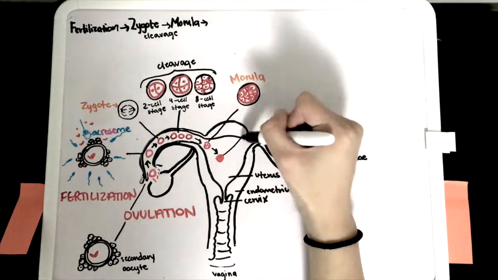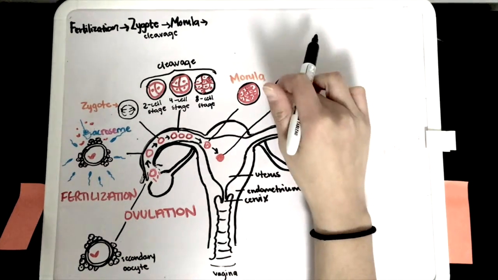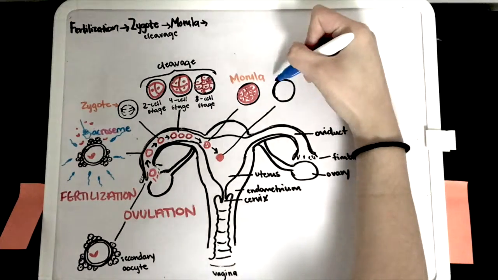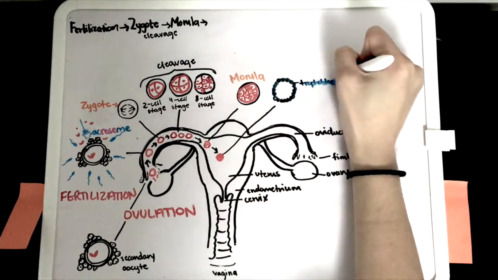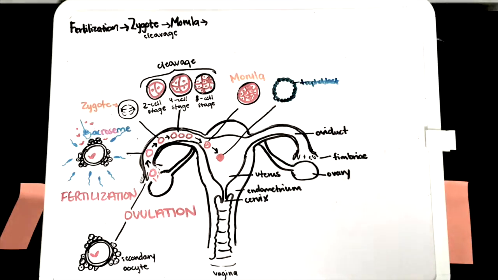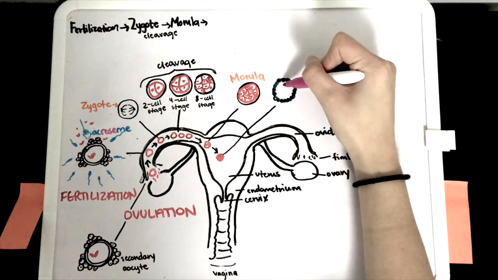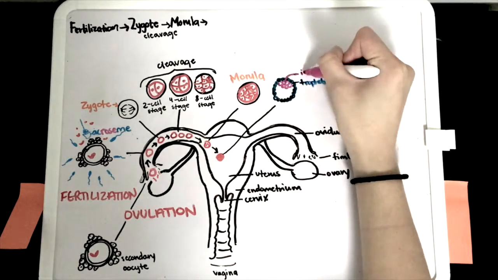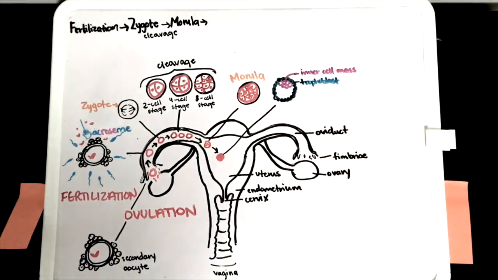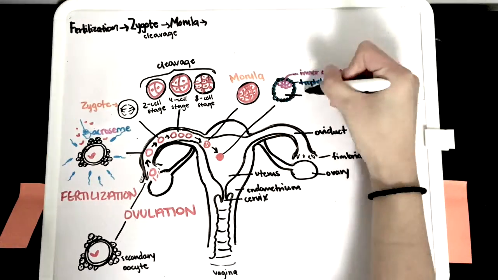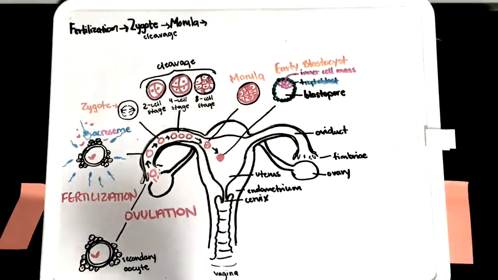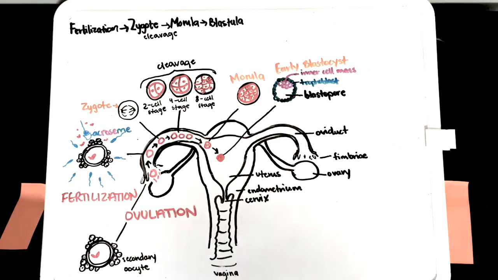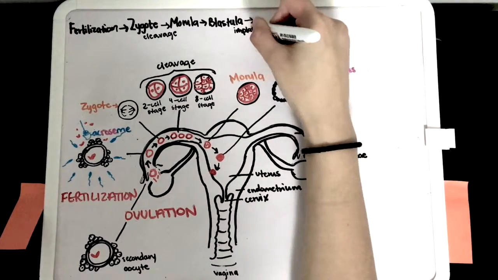A cavity opens up in the medulla, and we now have a blastula, also known as a blastocyst in humans. The outer layer of the blastocyst is called the trophoblast, and this will later develop into the chorion, then the placenta. The inner cell mass will develop into the embryo, and the blastopore is an indentation on the blastula which allows for gastrulation. After that, the blastula implants on the endometrium inside the uterus.